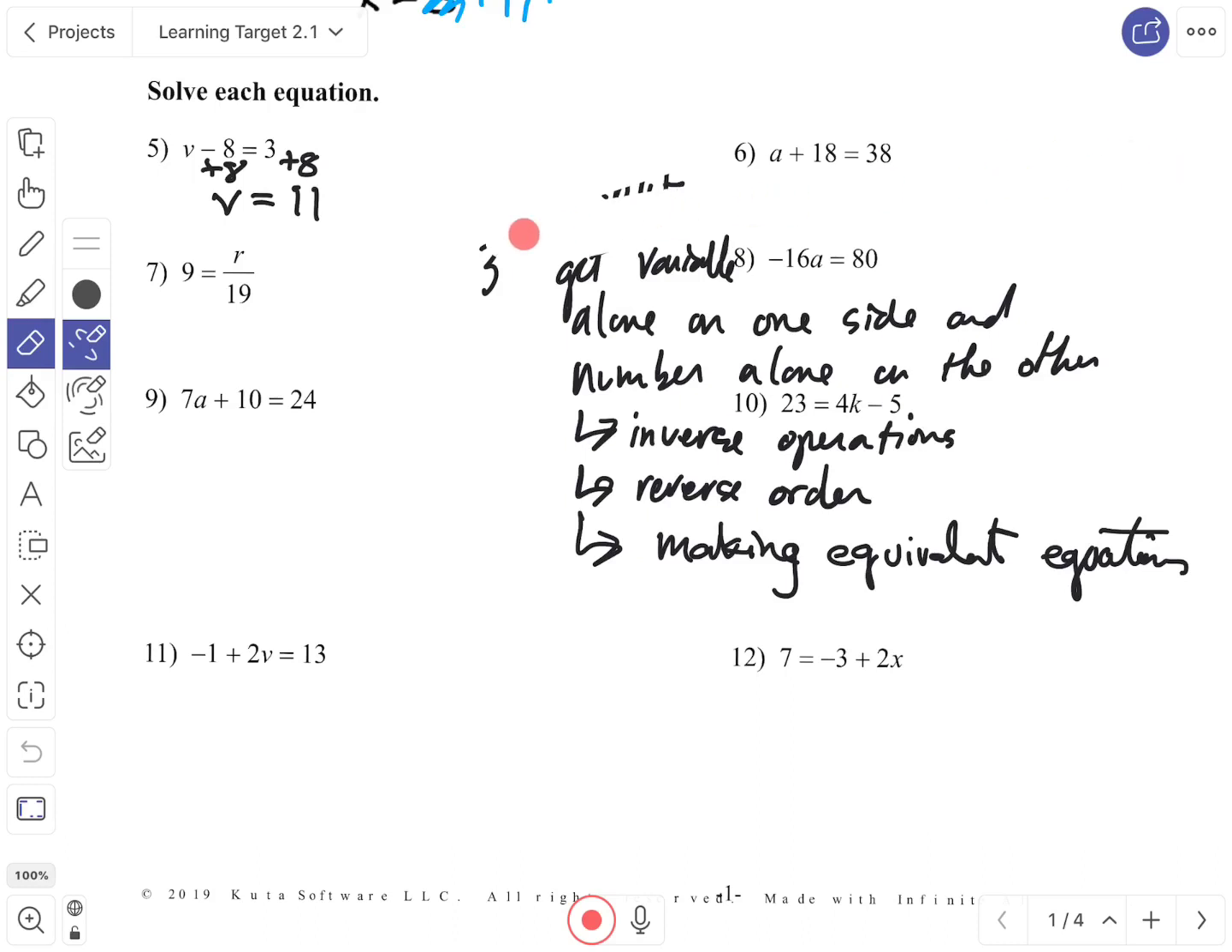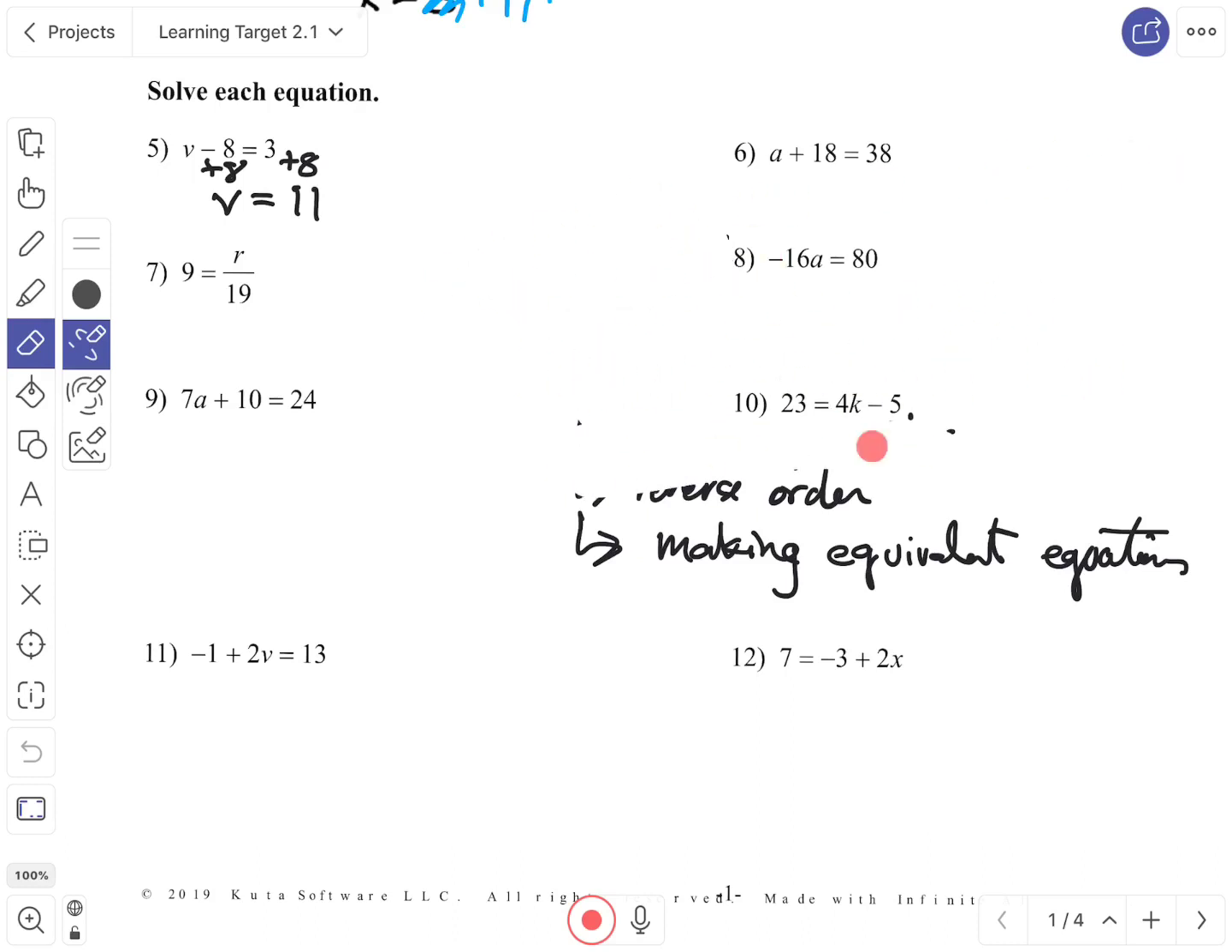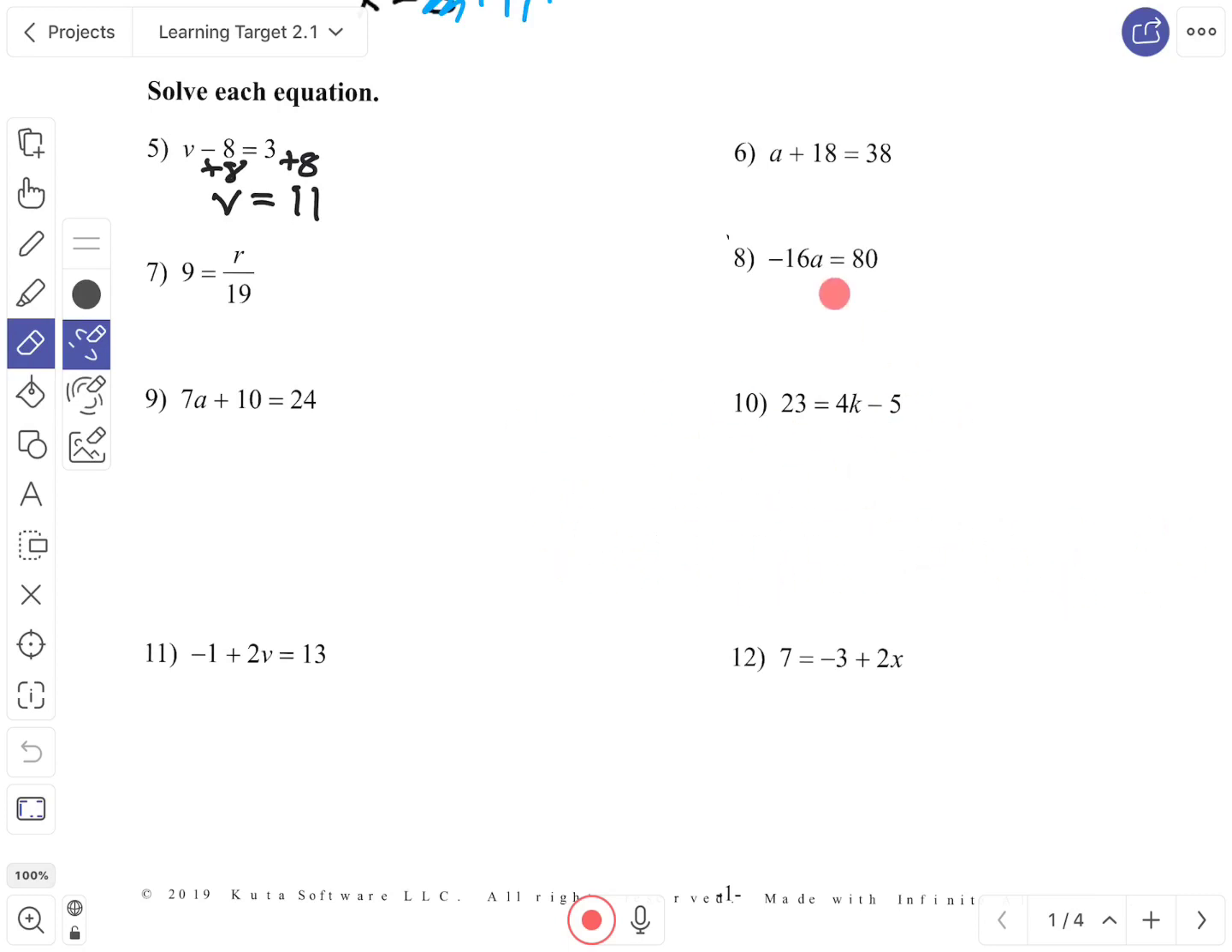If we look at number 6, we've got a plus 18. So we recognize that we're adding 18 to a. To undo that, we need to do the inverse operation, which would be subtracting 18. So we subtract 18, and if we do it to one side, we have to do it to the other side. That becomes 0, and adding 0 does nothing, so we're left with a. 38 minus 18 gives us 20.